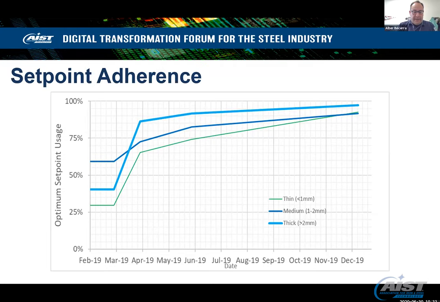So after we implemented the tables for all the selected materials, we eliminated the rewelds, and we also eliminated the strip breaks. That was a very successful project, and that has a huge impact in the process.